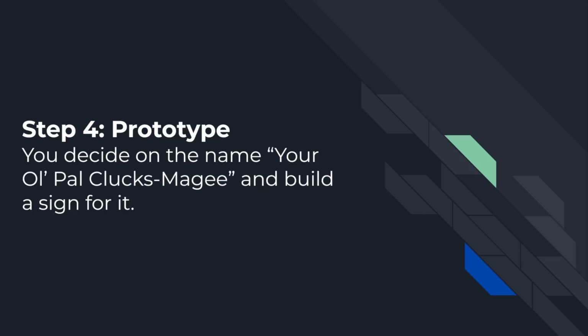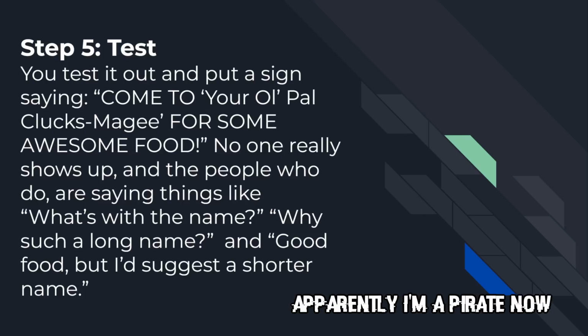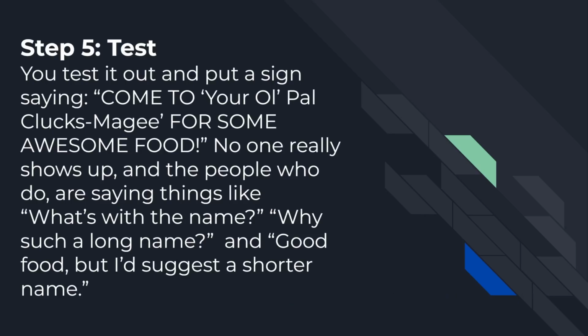Step 4, prototype. You decide on the name, your old pal CLUCKS MAGEE, and build a sign for it. Step 5, test. You test it out and put out a sign saying, come to your old pal CLUCKS MAGEE for some awesome food. No one really shows up, and the people who do are saying things like, what's with the name? Why such a long name? And good food, but I suggest a shorter name.